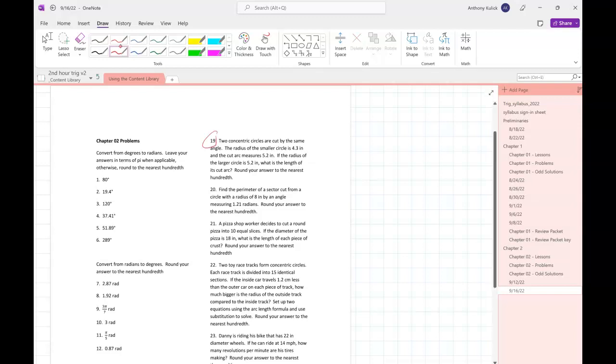So it says two concentric circles are cut by the same angle. All right, let's start there. Who remembers what concentric means from geometry? Like they're kind of like one that's inside the other one. Excellent. Yeah, they share the same center, so it kind of looks like a bullseye.